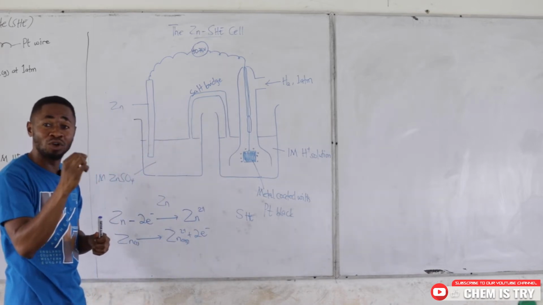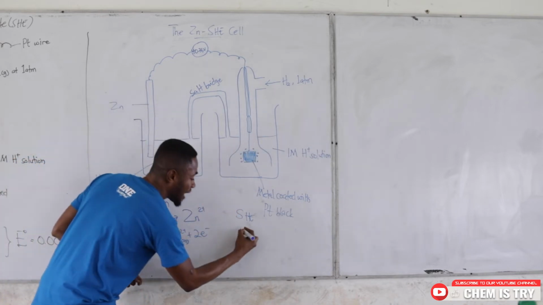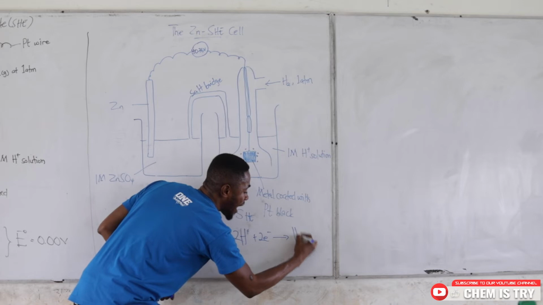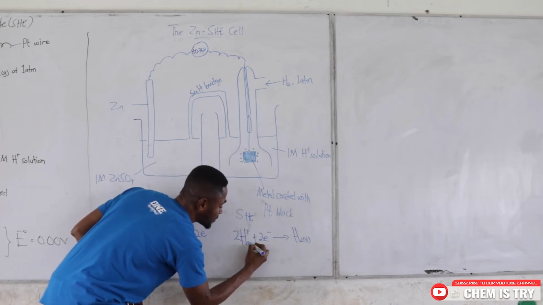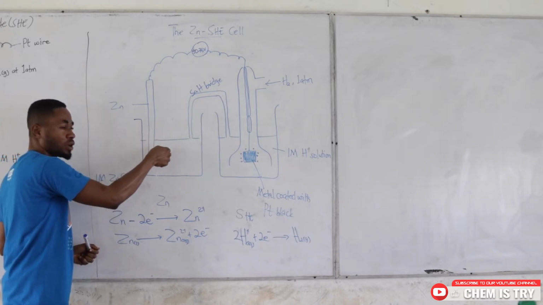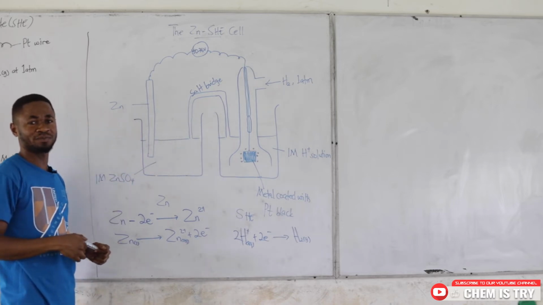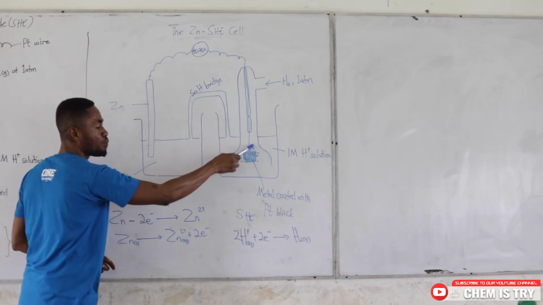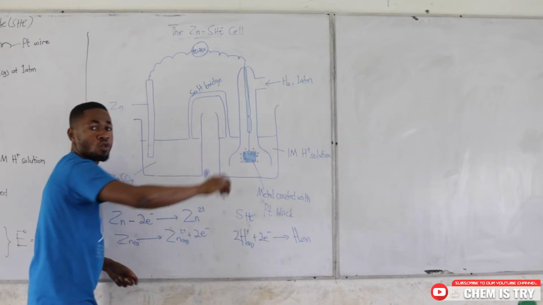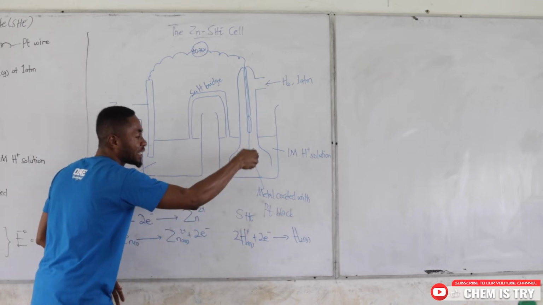And what did we say about bubbles being formed? When bubbles are formed around the platinum black, it means the hydrogen ions in the solution are now gaining electrons to form hydrogen gas. So the zinc will shrink in size. That means the concentration of Zn2+ will increase over here in this solution. Over here, we'll be seeing bubbles of hydrogen gas. That means the concentration of H+ ions over here will reduce, because the H+ ions are being converted to hydrogen gas.